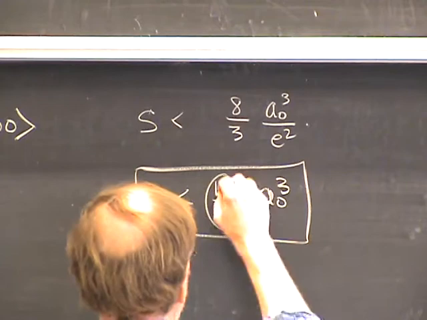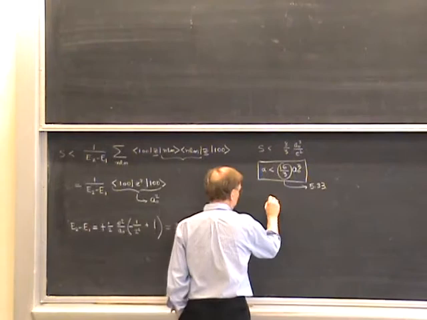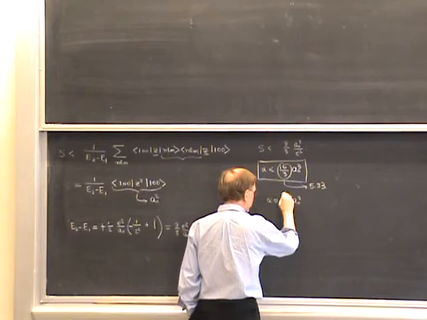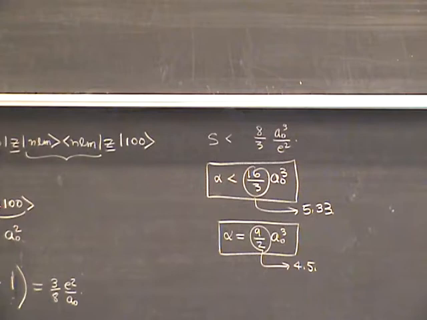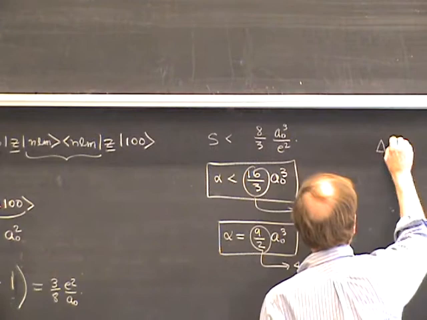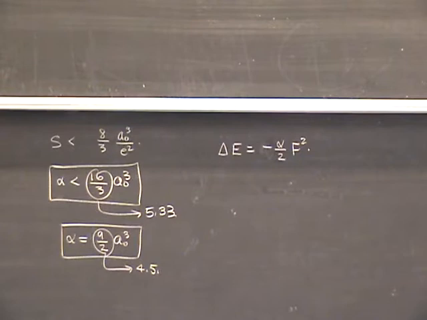16 thirds is about 5.33. It turns out there's an exact analysis of this sum. It's possible to do the sum exactly. I won't take you through it. But if you do, what you find is the exact value of alpha is 9 halves a naught cubed, and 9 halves is about 4.5. So this upper bound is not too bad. But the point is that by doing some work, we can actually get a simple formula for the polarizability of hydrogen in the ground state. And then from this, we get the shift in energy, which is minus alpha over 2 times the square of the electric field, a useful result for some applications. Okay, so this is the quadratic Stark effect.